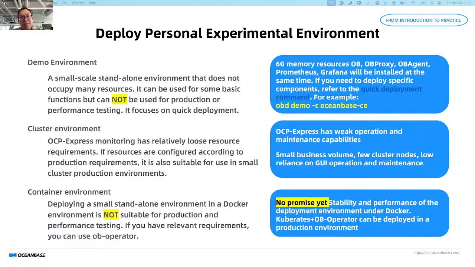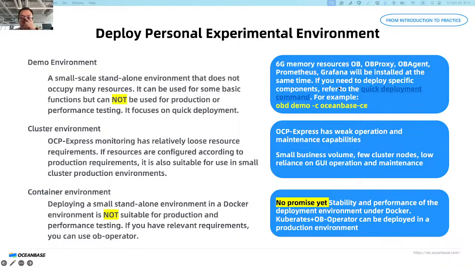One of its main features is to be deployed fast. OceanBase only has 6G memory resources when deploying the demo environment. Some other components are also deployed by default, such as OB proxy, Prometheus, and Grafana. Refer to the quick deployment command.